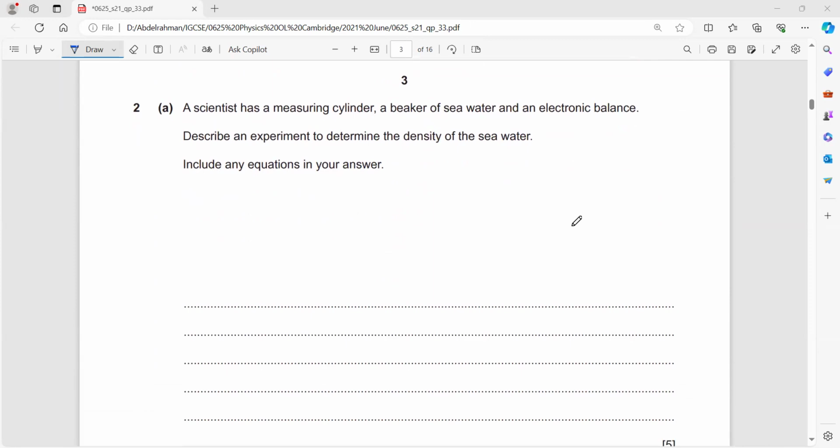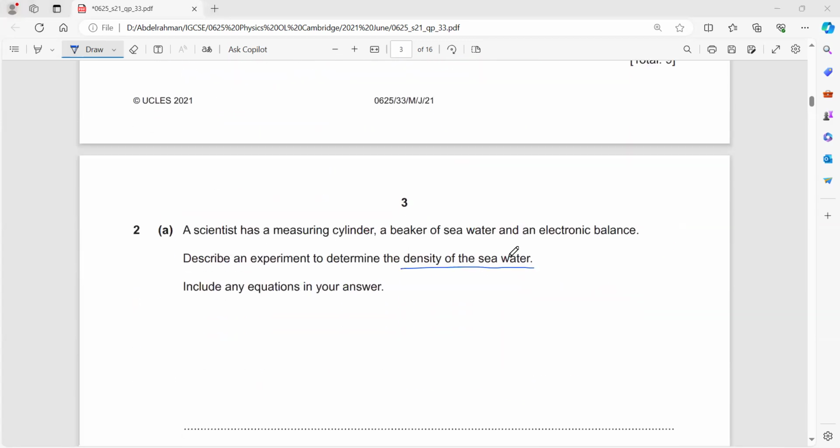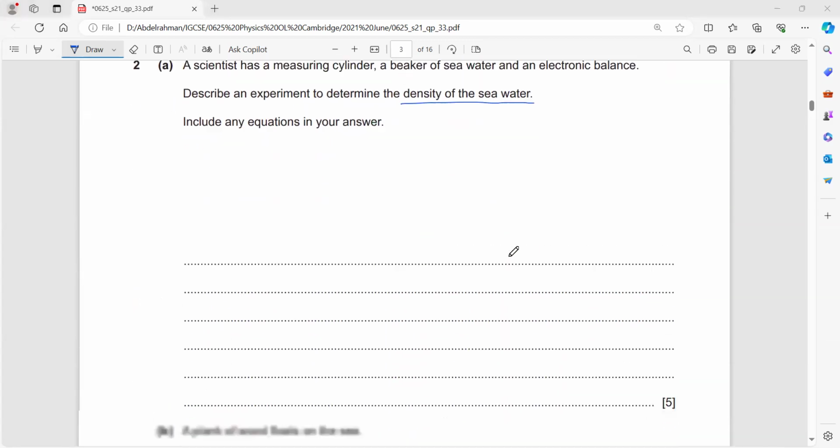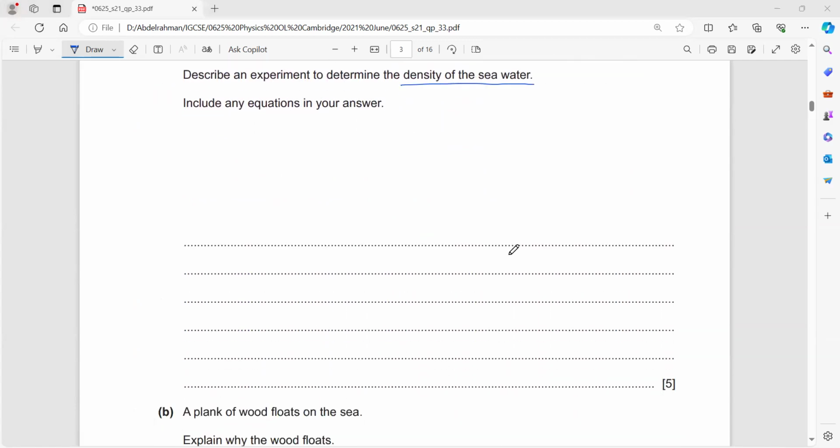A scientist has a measuring cylinder, a beaker of seawater, and an electronic balance. Describe an experiment to determine the density of the seawater. Include any equations in your answer. How can I find the density of the seawater? We know that the density equals constant deceleration, correct? Constant deceleration is correct in the previous question. Yes, if you write down constant deceleration, it would be correct. This question, how can I find the density of the water?